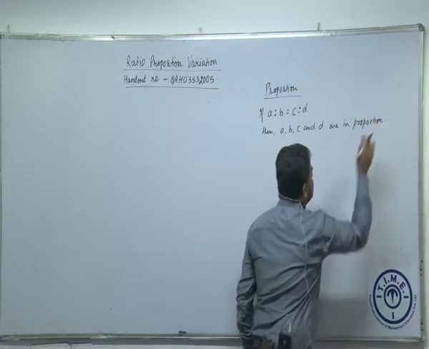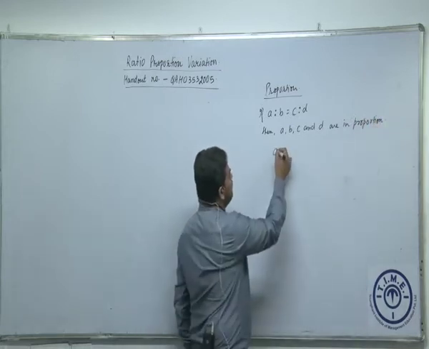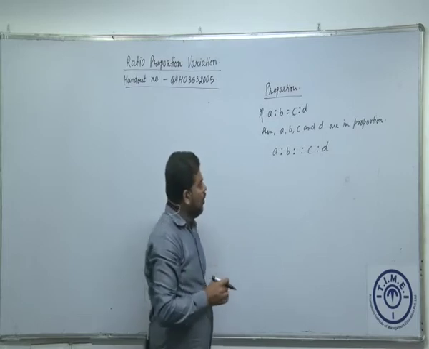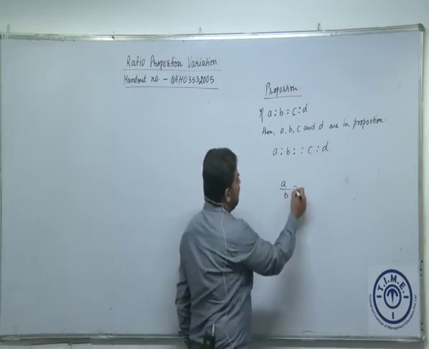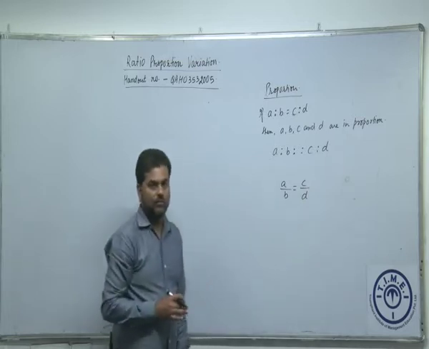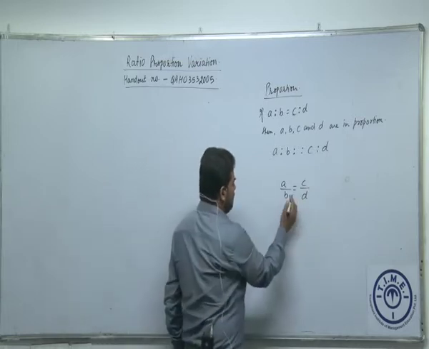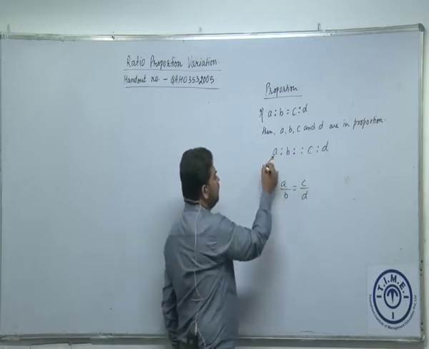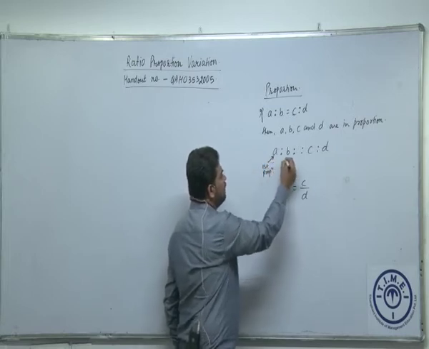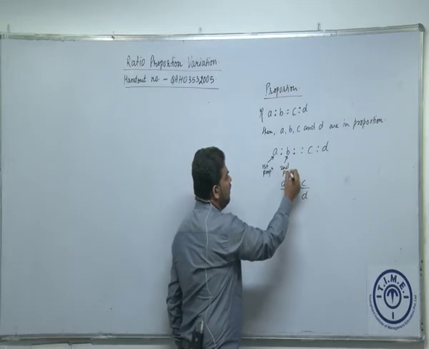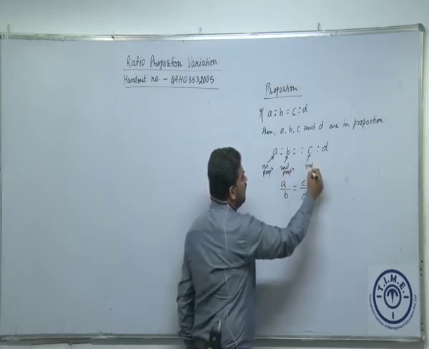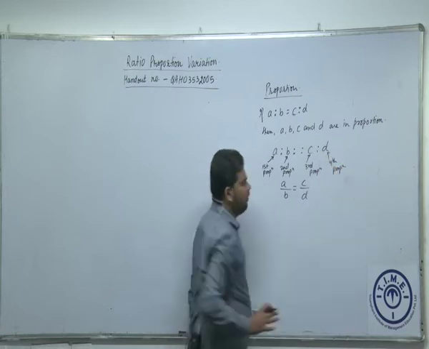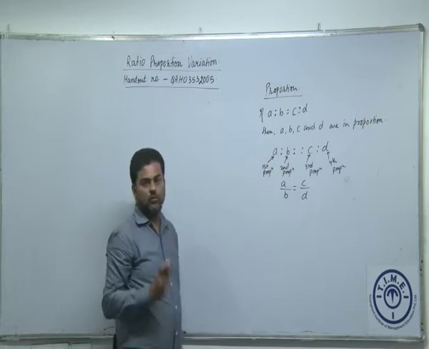Then we say that these four numbers are in proportion. This can also be written like this: A is to B is to C is to D. Or it can also be written as A by B equal to C by D. Okay? Now, look at this. How do we define these four terms, A, B and C and D? This is known as first proportional. This is known as second proportional. This is known as third proportional, and this is known as fourth proportional.